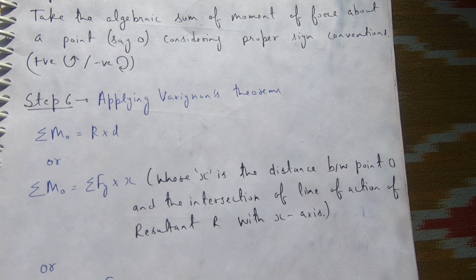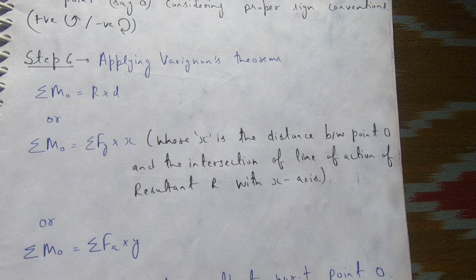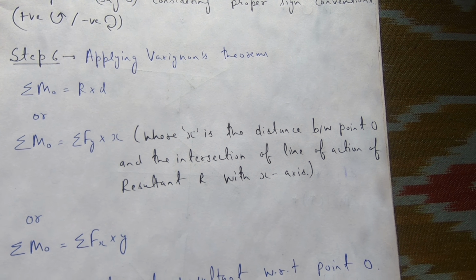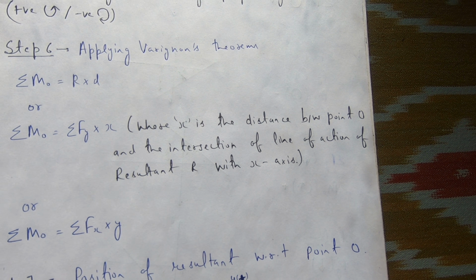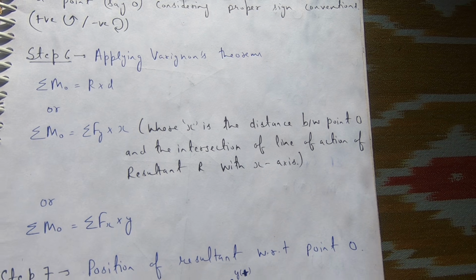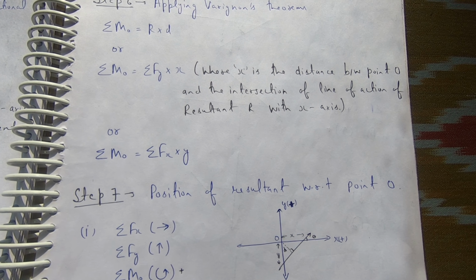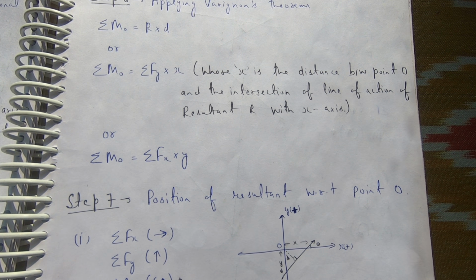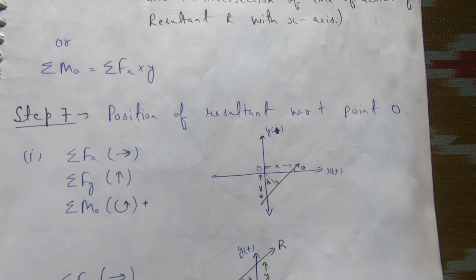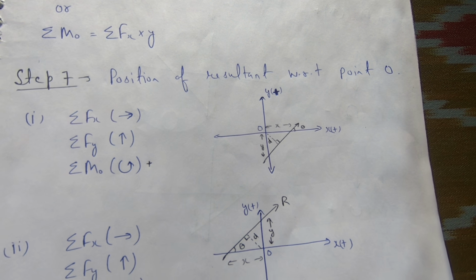Summation of moment about O is equal to R into D, or summation of moment about O is equal to summation of forces in Y into X, where X is the distance between point O and the intersection of line of action of resultant R with x-axis, or summation of moment about O is equal to summation of forces in x into y. Step 7, position of resultant with respect to point O.